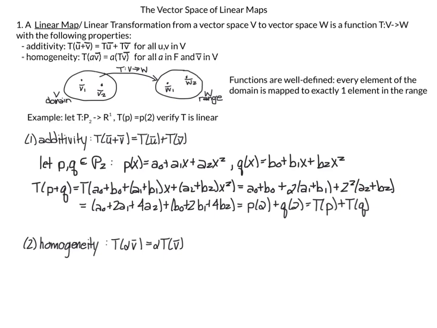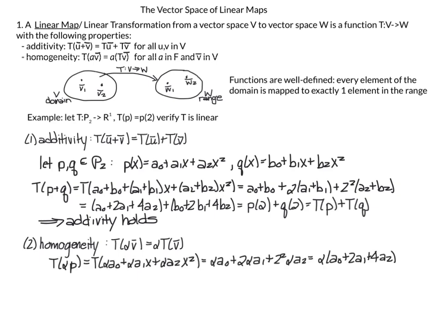Now I can group my a terms together, so I have my a naught, I have my 2a1, and I have my 4a2. I can group my b terms together. I have my b naught plus 2b1 plus 4b2. So here, this first polynomial in parentheses is p of 2. If I plugged in 2 into p of x, I would get this first polynomial. The second polynomial is now q of 2. So our T of p plus q is equal to T of p plus T of q. So we've shown additivity holds.